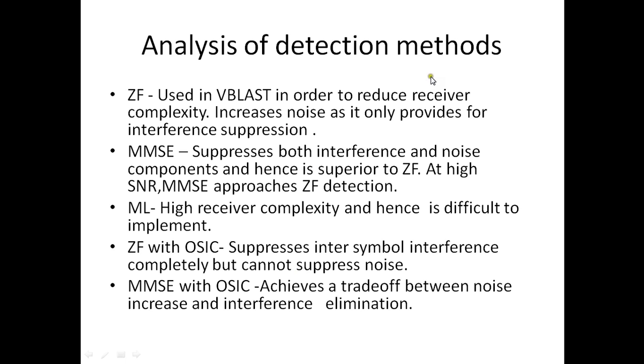You have analysis of detection methods. Now, zero forcing is used in V-BLAST in order to reduce receiver complexity. It increases noise as well while it suppresses interference. MMSE helps in reducing noise and interference both, hence it is superior to ZF. At low SNR, it acts like a matched filter. At high SNR, it approaches ZF. Maximum likelihood has high receiver complexity, hence it is difficult to implement. Zero forcing with OSIC suppresses intersymbol interference completely, but it cannot suppress noise. MMSE with OSIC achieves a trade-off between noise increase and interference elimination. So that's the entire analysis of all the different types of detectors in V-BLAST.